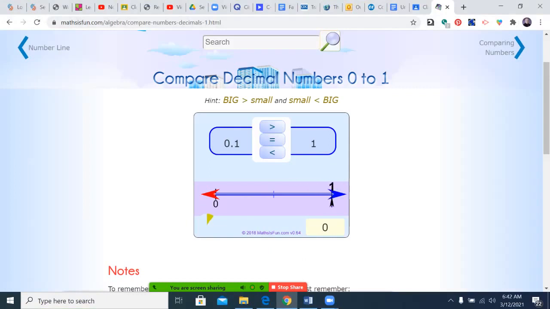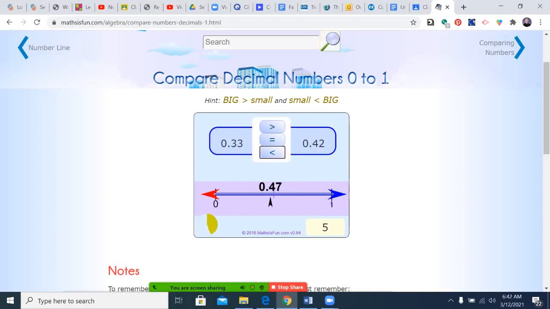All the way over here is 1, and 0.1 is way over here. This suggests that the 1 is greater than 0.1. So I need to find the 0.1 or 1/10 is less than 1, and it goes right there. It opens towards the bigger number.